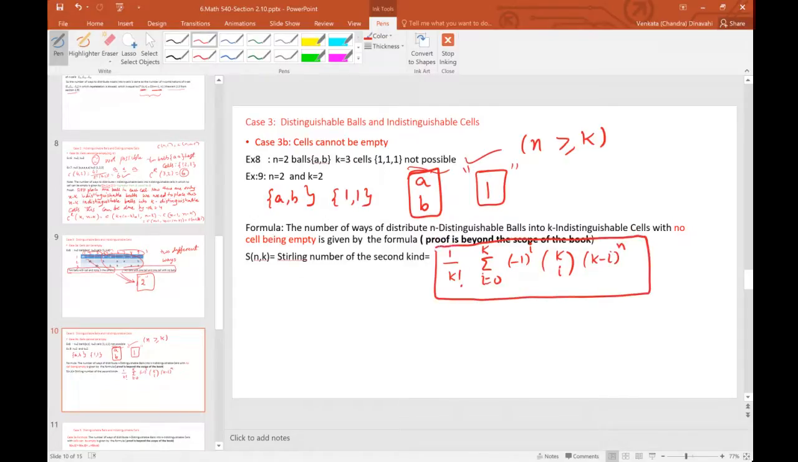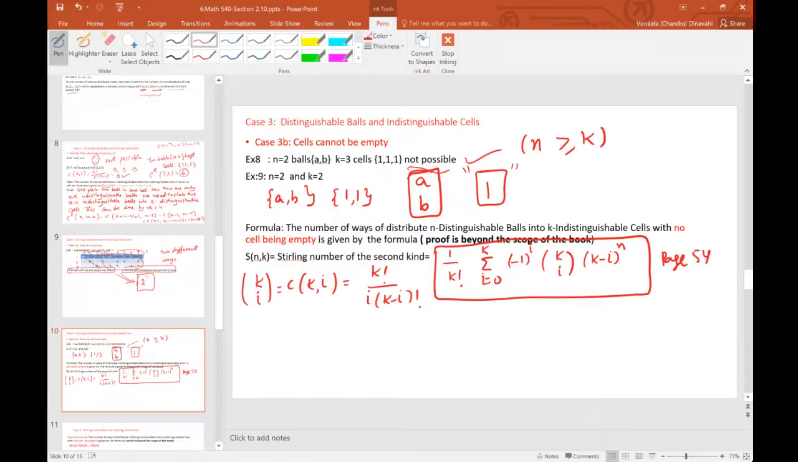Again, this is on page 54 of the textbook. Please, if you have the textbook, go to that. Here, this symbolism is nothing but C of k comma i. This is a combination. So the formula is 1 over k factorial. Instead of C of k comma i, they use this symbol. So both are the same thing.